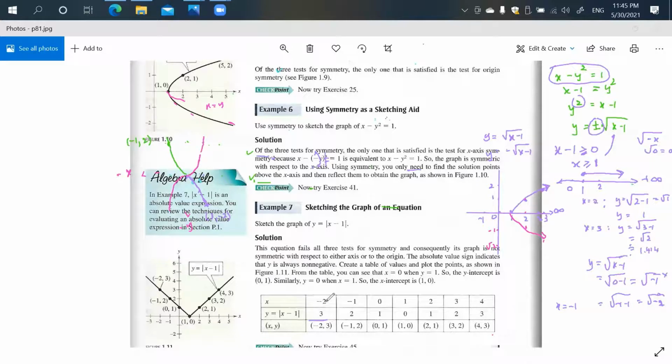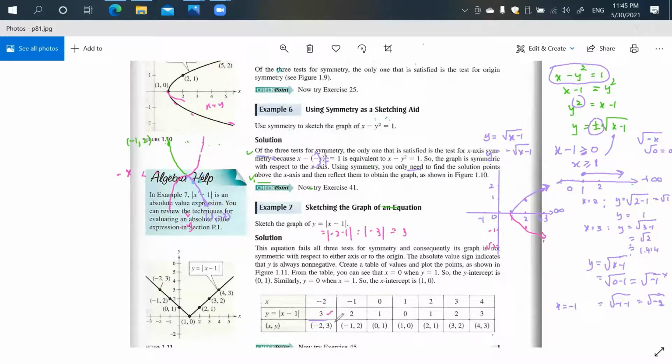For example, x equal to -2, you replace here -2. Now we work together: -2 minus 1, absolute, so it becomes absolute -3, right? Absolute is plus, so it comes out as 3. That's why they have 3 here. So the coordinate point at this one is going to be -2 and 3, and so on. You keep doing that. This is how they use the table, and then you plot the graph according to x and y.